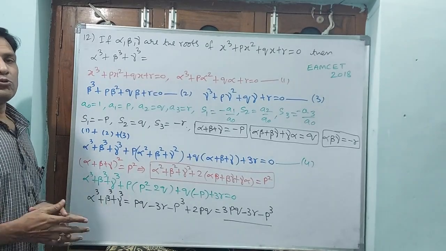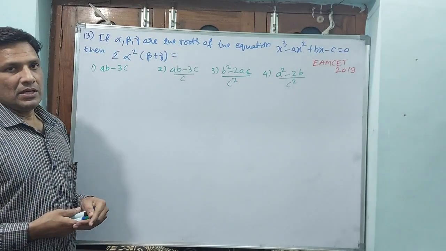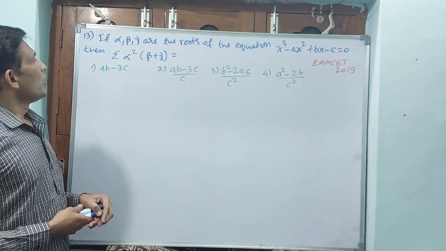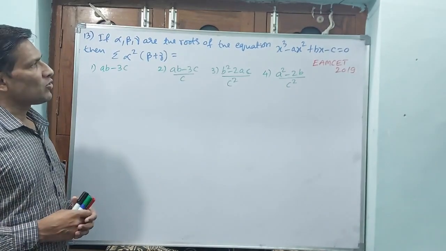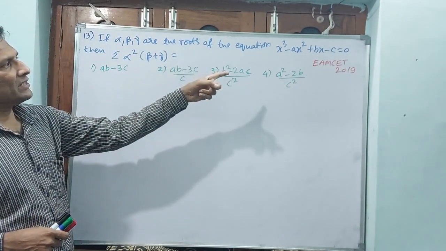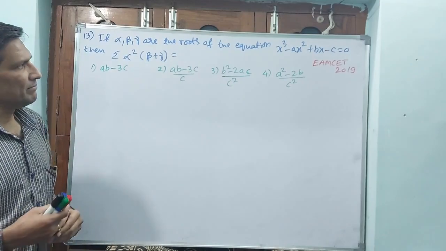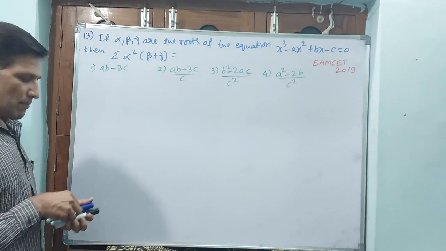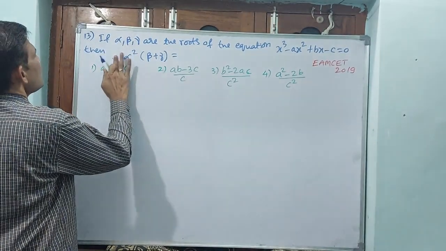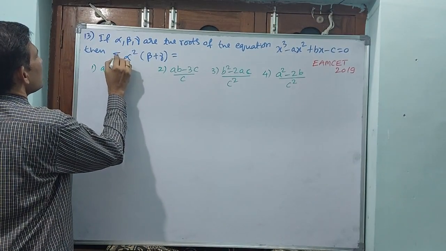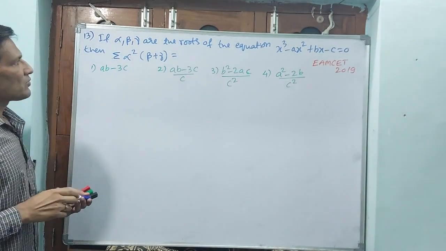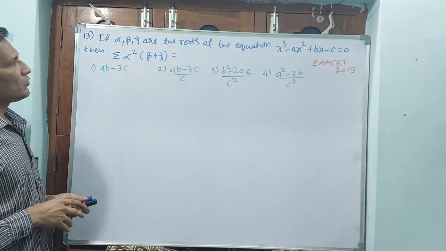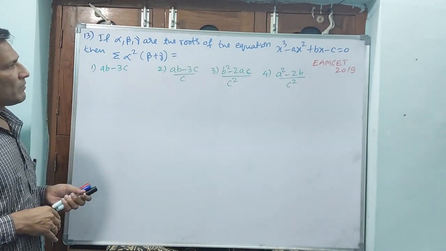Okay, take this, we will go for the next question. See question number 13. If alpha, beta, gamma are the roots of the equation x cube minus ax square plus bx minus c, then sigma, observe carefully, this is sigma alpha square into beta plus gamma is equal to how much, they are asking. Answers also they have given.